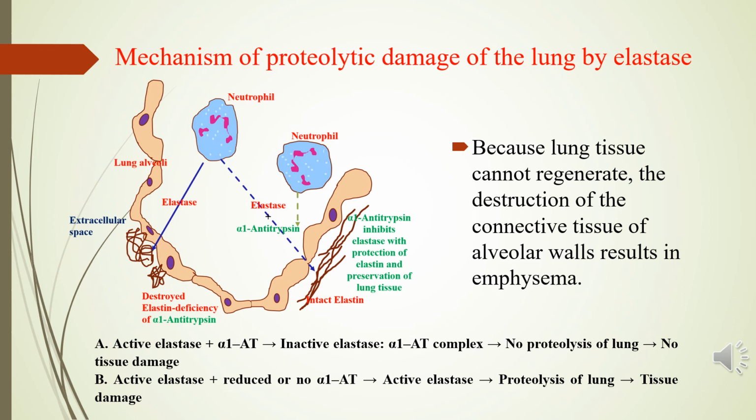So the sequence of events will be when there is active elastase and active alpha-1 antitrypsin, this inactivates elastase with no proteolysis of tissue. But when the active elastase acts unopposed due to inactivation of alpha-1 antitrypsin, the activity of elastase results in proteolysis of tissue and ends in tissue damage.